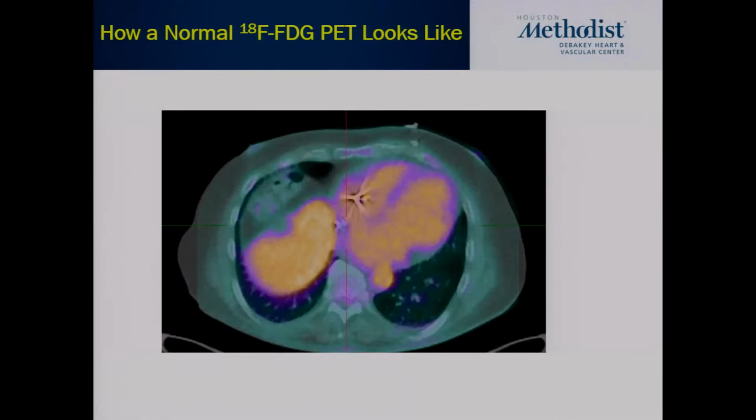So this is how a normal scan looks. There is no FDG in the myocardium. You see the myocardium there, and all the FDG is in the blood pool. Yes, Victor?